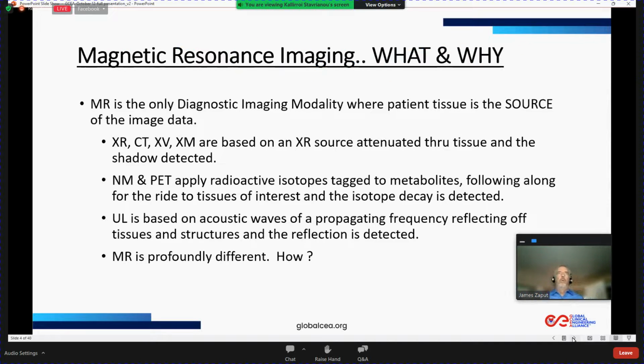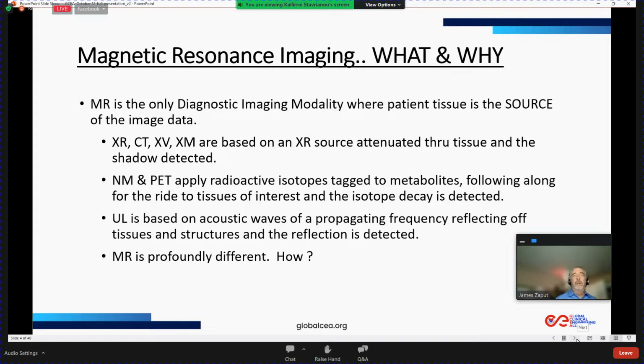First, what is it and why? MR is the only diagnostic imaging modality where the patient tissue is the source of the image data. Comparing to other modalities, X-ray, CT, vascular, mammography, these are all based on an X-ray source, attenuated through tissue, and the shadow is detected. Right?